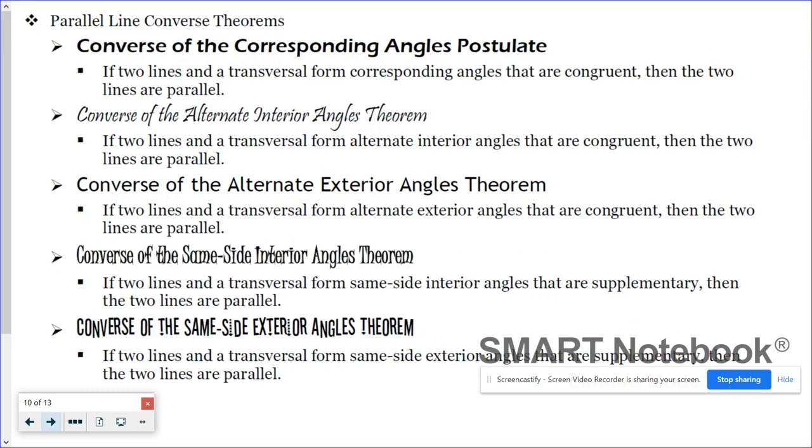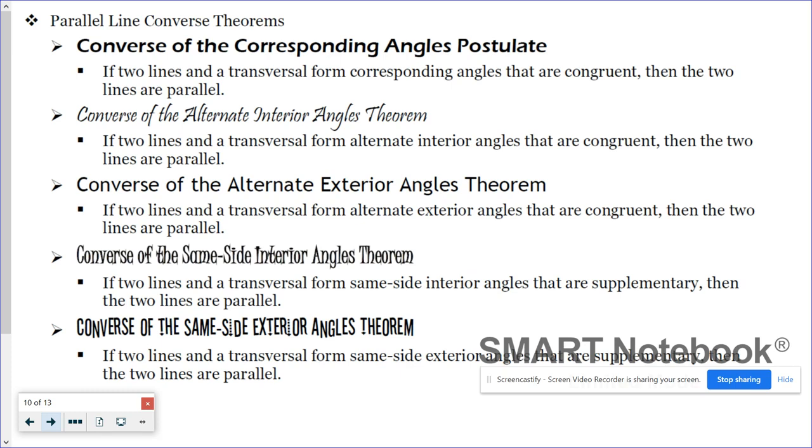So just to recap, when we prove that two lines are parallel, we use a converse. Okay, so we need to establish one of these 5 angle pair relationships. So we need to show that corresponding angles are congruent, alternate interior angles are congruent, or alternate exterior angles are congruent. Or we can prove supplementary with our same side interior angles and same side exterior angles.